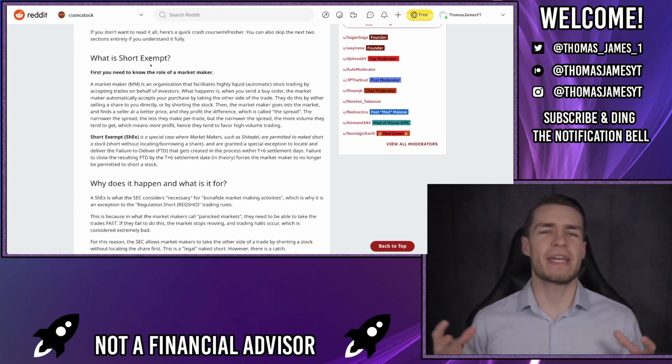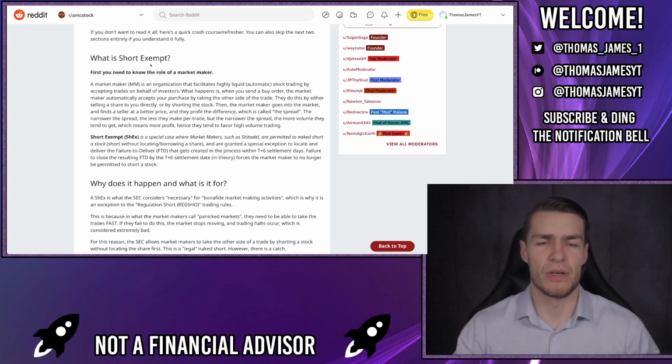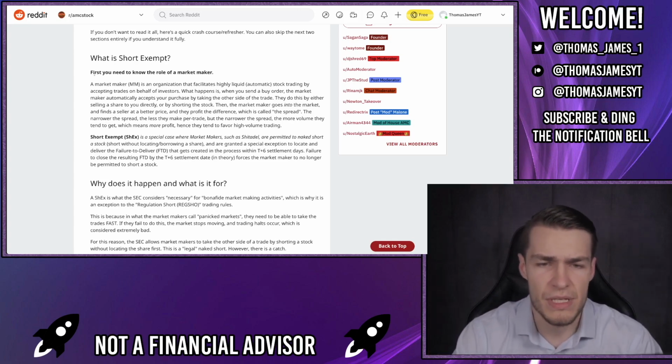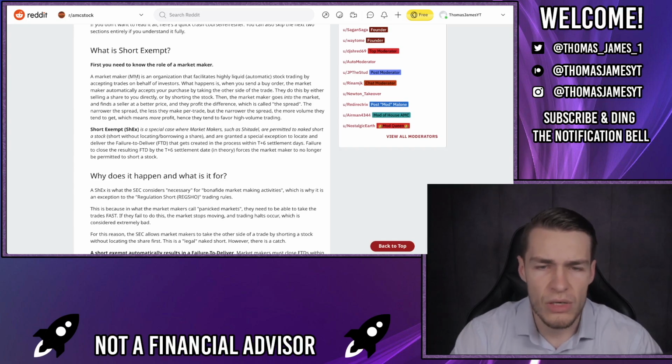And now I want to dive straight in with the key information. So, what is short exempt? First, you need to know the role of a market maker. A market maker, or MM, is an organisation that facilitates highly liquid or automatic stock trading by accepting trades on behalf of investors. What happens is, when you send a buy order, the market maker automatically accepts your purchase by taking the other side of the trade.